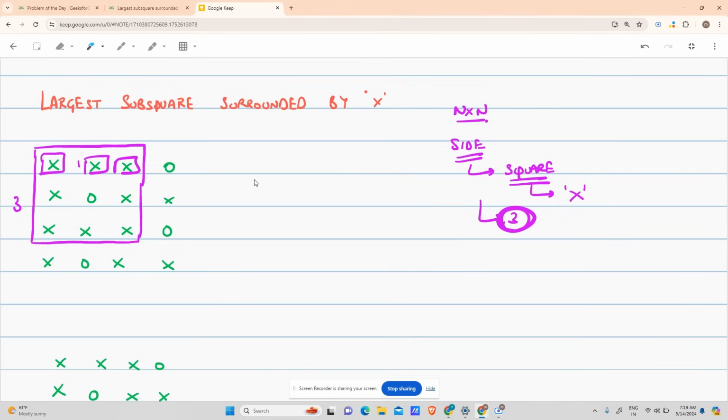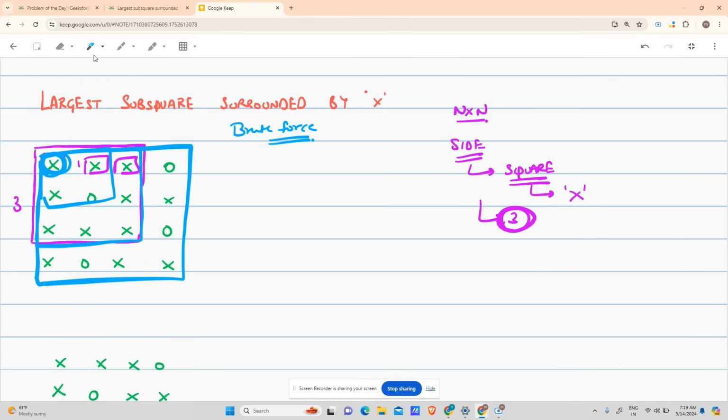Now, how can we solve this? One brute force approach that comes to my mind is to start from here. For this index, check if this is possible, if this is possible, if this is possible, right? And then move to the second index. So for the second, check if this is possible, if this is possible, if this is possible. Only these three are possible in the case of the second one.